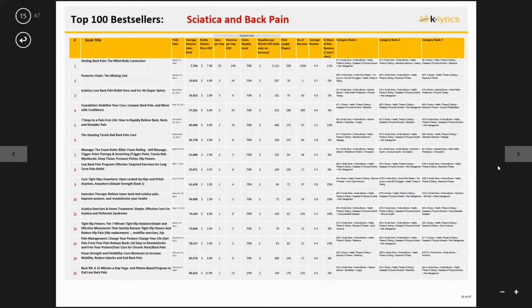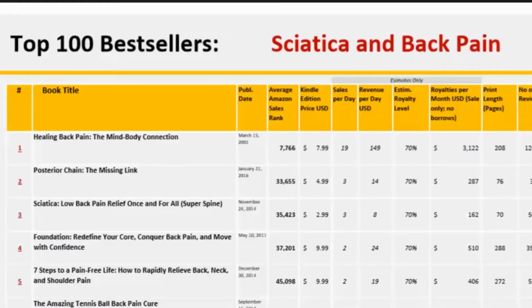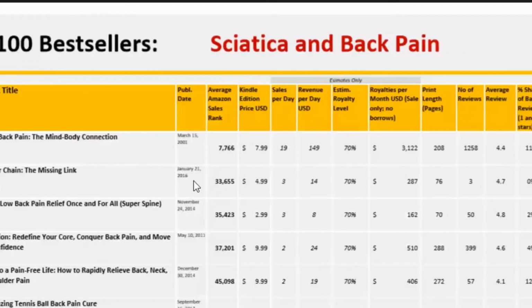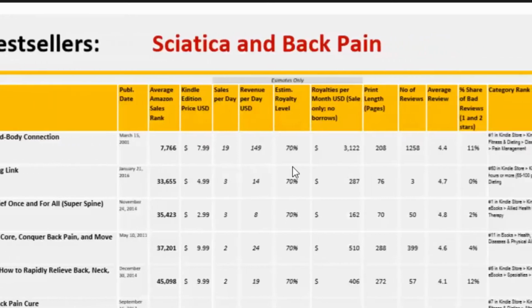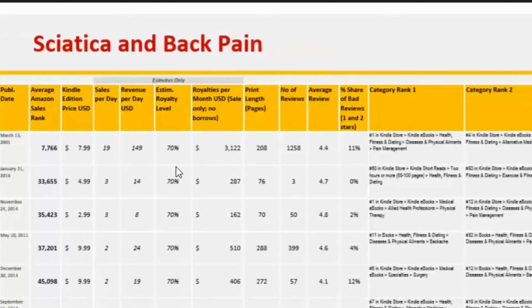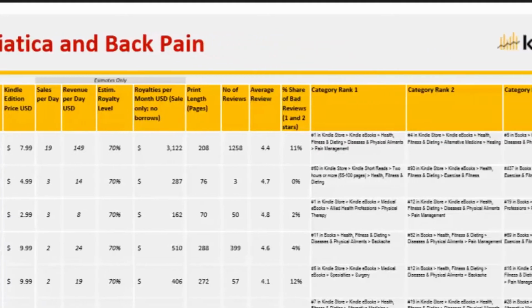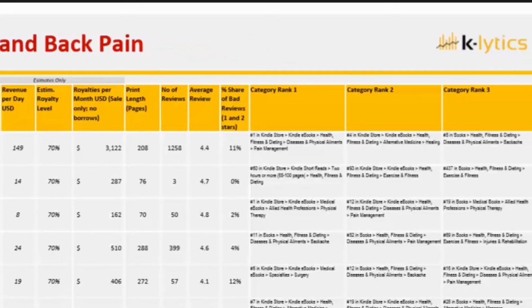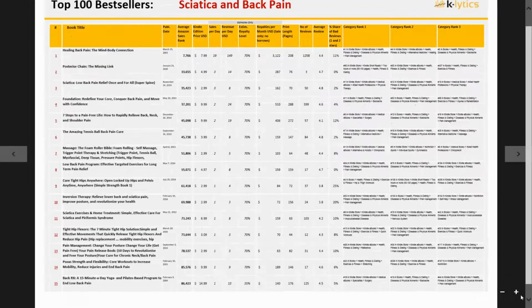Then last not least, in our tailor-made research projects, you get the list, that created virtual bestseller list with all the data points, the book's title, the average sales rank, estimated royalty, price points, number of reviews, number of good versus bad reviews, what categories does the book rank in. You all have it on here in the report. So have a look for yourself.